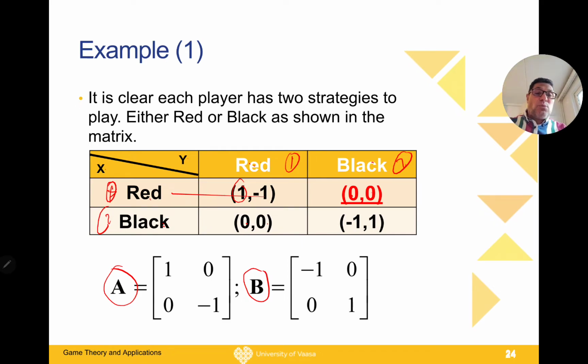Now, later when we show how to solve such kinds of problems, we will find that the optimum or equilibrium solution here will be 0, 0. Because player X will play with red always, and player Y will play with black always, and this will be the equilibrium solution. No one can do better by deviating from this selection. They cannot do better than this one.